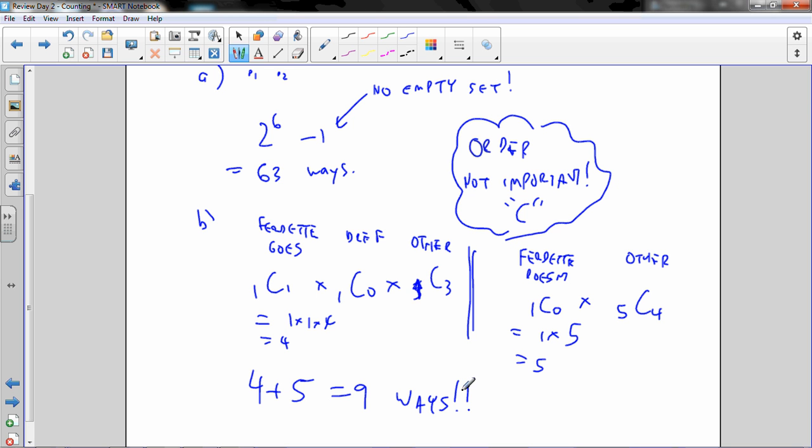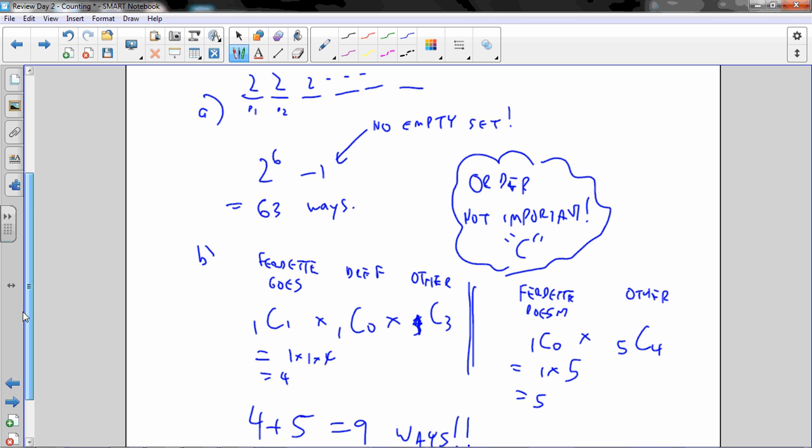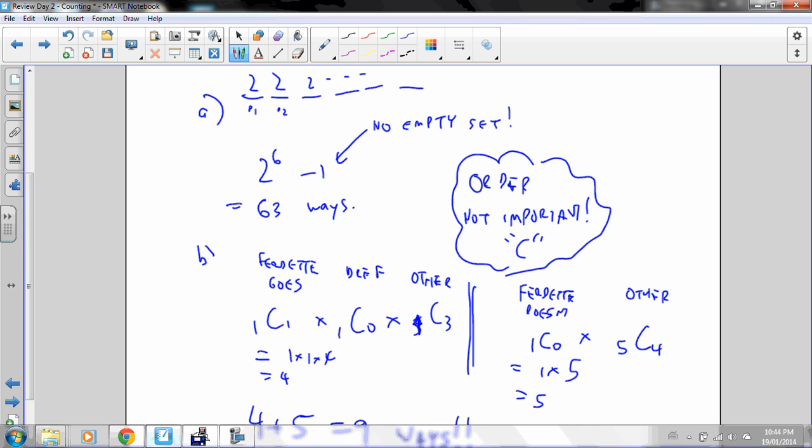Okay, that's it for the counting one. Just a couple of examples. Not a complete picture of the counting unit, but a good sampling for the exam review. Next video is probability. It's probably probability.